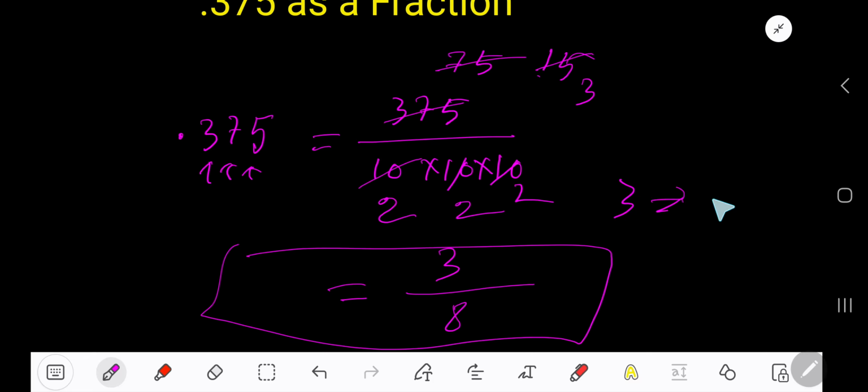This 3 is a prime number, it has only 2 factors, 3 and 1. 1 times 3 equals 3, so 1 and 3 are the factors of 3. There are no two numbers between these that, if we multiply, give 3. So this is the simplest form.